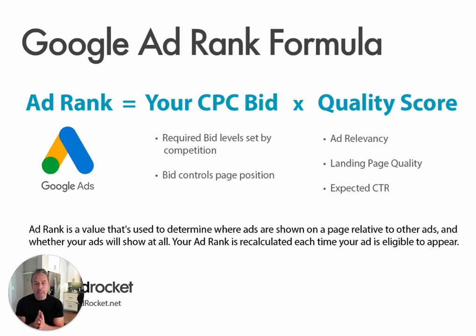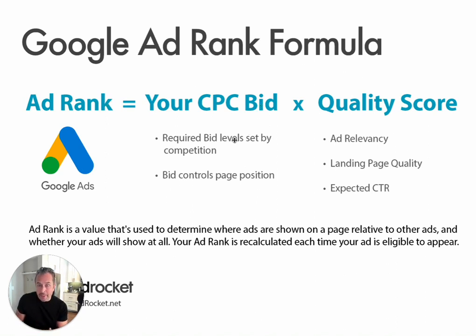So the ad rank formula is your CPC bid, so what you are willing to pay for that keyword, times your quality score. And I'll talk a little bit about the quality score next. But when you're starting out with a brand new campaign, your ad rank is going to be pretty awful unless you bid up, right? Because you're not going to have a quality score. It's a brand new account. It's a brand new campaign. So a lot of times we suggest actually overbidding in the beginning just to get your ad rank going. And then through time, as your quality score goes up, you're able to relax your bids a bit and maintain your ad rank, okay?